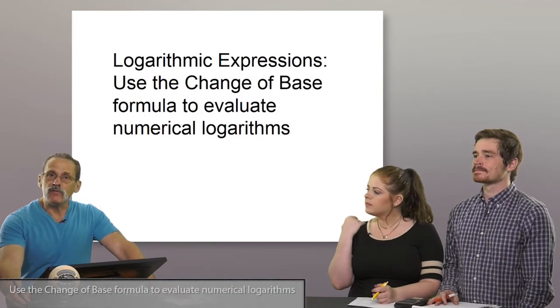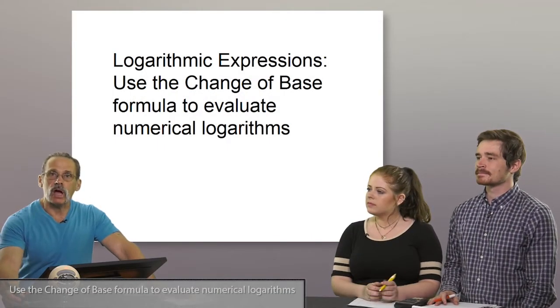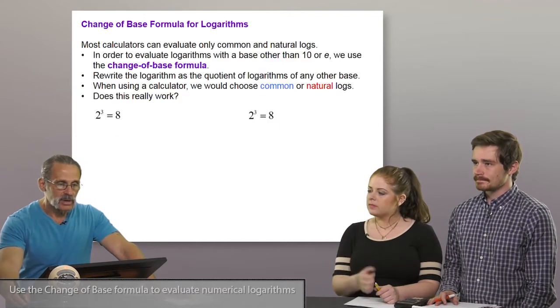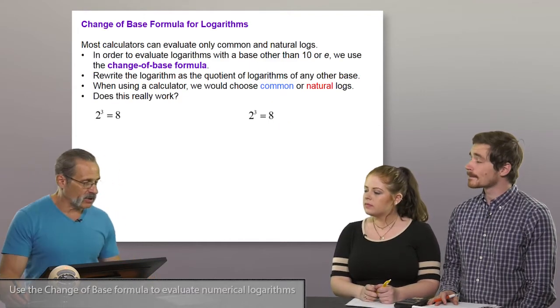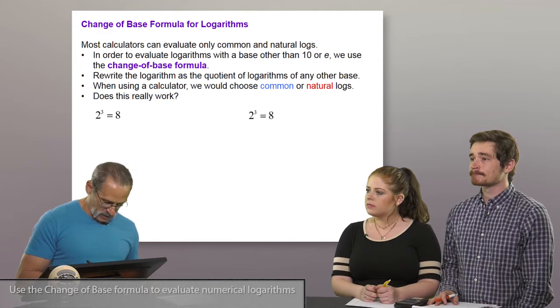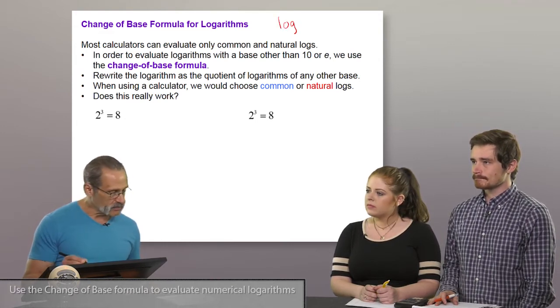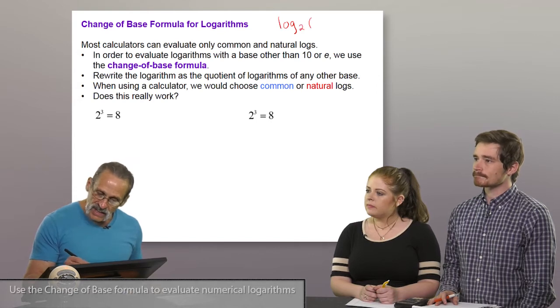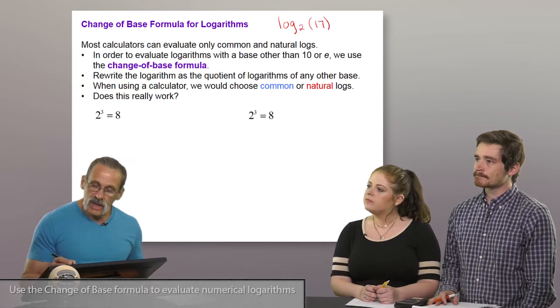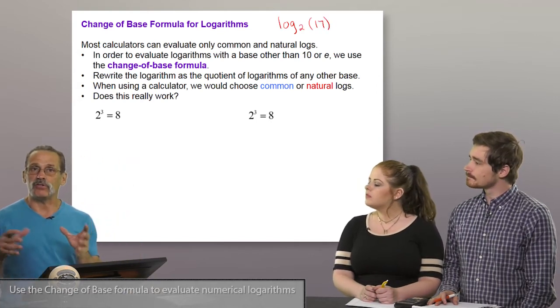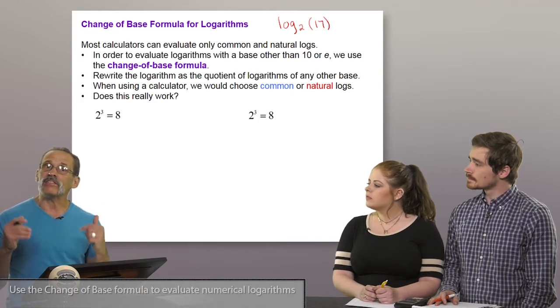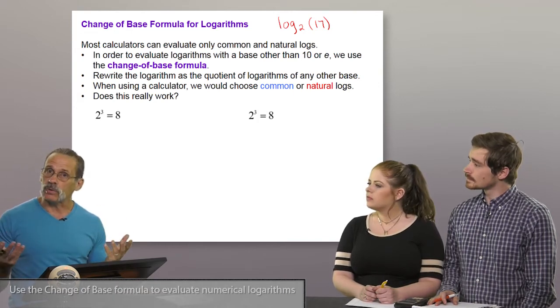Use the change of base formula to evaluate numerical logarithms. Very often we want to be able to evaluate a numerical logarithm. Now what this means is that we may have a logarithm, for example, log base 2 of 17, and many calculators don't have that base 2 feature. Yet we still want a decimal approximation for that value.